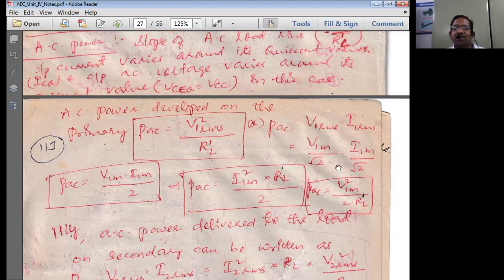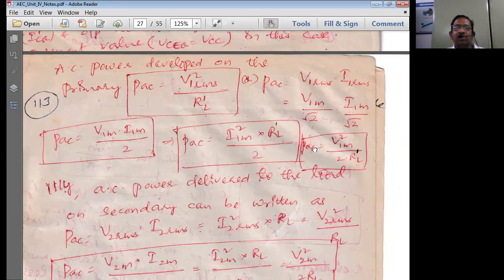It is V1M by root 2, I1M by root 2. So root 2 into root 2 is equal to 2. So V1M into I1M by 2, which I can write as equal to... now I can write this equation in terms of only current or in terms of only voltage.